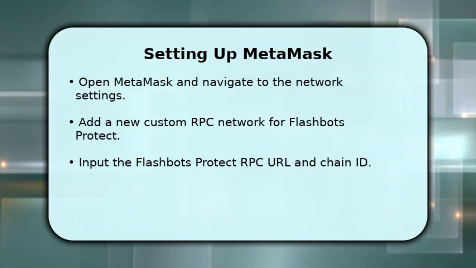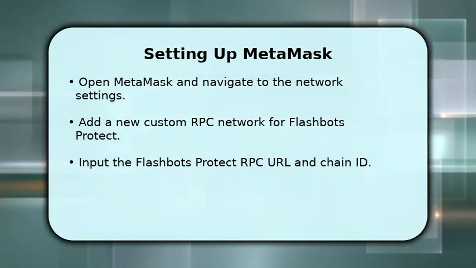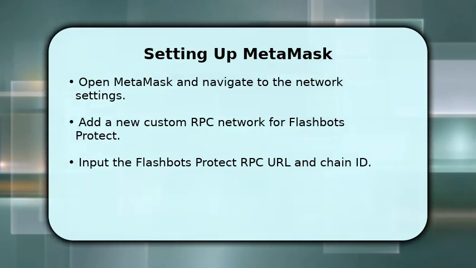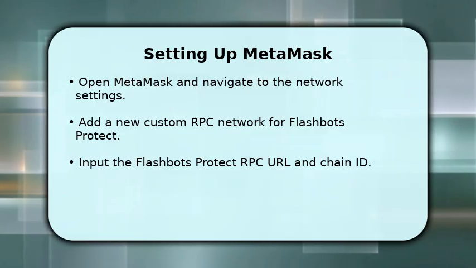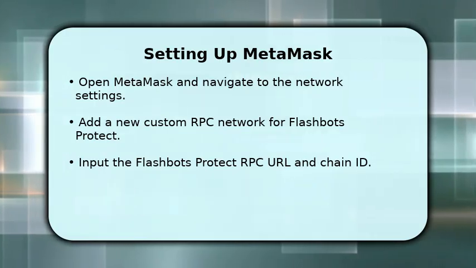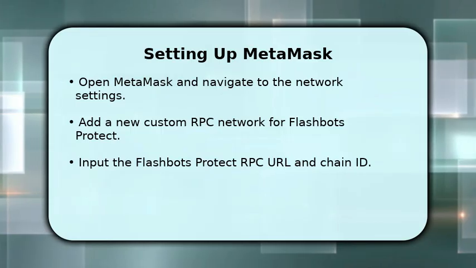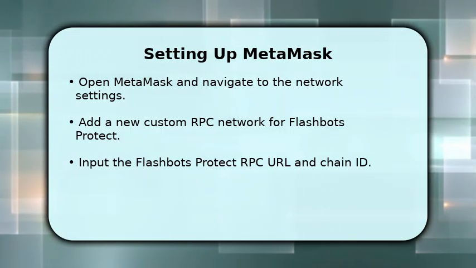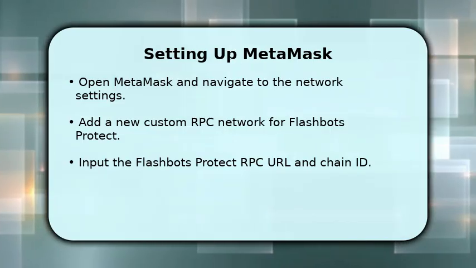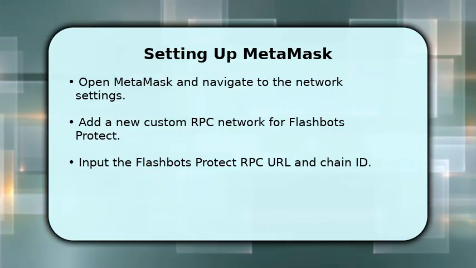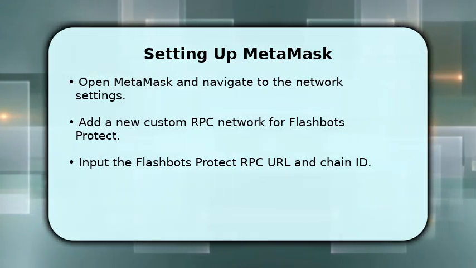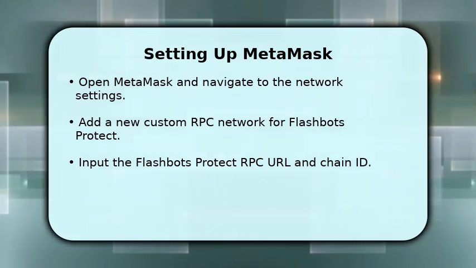To begin, open your MetaMask wallet and locate the network selection dropdown. You will need to add a new custom RPC network. Input the specific Flashbots Protect RPC URL, which is typically https://rpc.flashbots.net, and ensure the chain ID is set to 1 for the Ethereum mainnet. After saving these details, your MetaMask will be configured to send transactions through the Flashbots network, bypassing the public mempool.